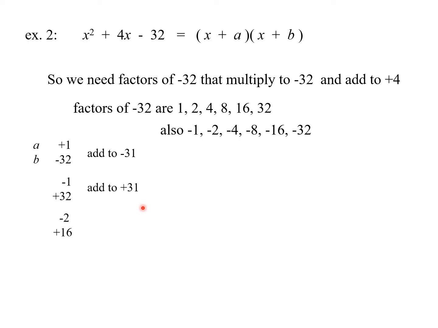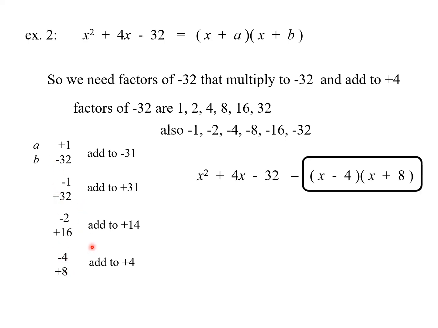So by trial and error, you just fish around until you find the right pairing. Negative 2 times 16 multiply to negative 32, but they add to positive 14. And you keep on trying until you come up with this one. Negative 4 times positive 8. They multiply to negative 32, and they add to a positive 4. So that's the pair that you want. So negative 4 is the a and positive 8 is the b, or vice versa. And so our answer is quantity x minus 4 times quantity x plus 8. That's our answer.